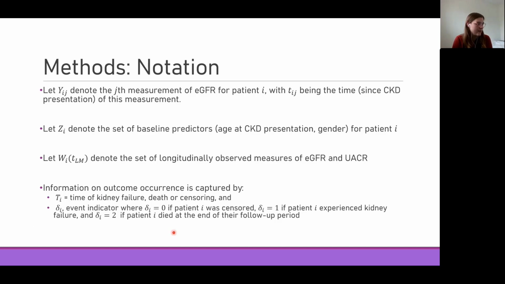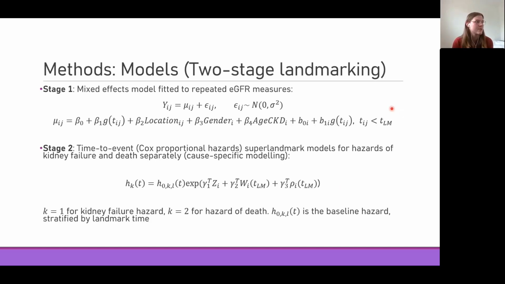We then denote the information on survival time in a fairly standard time to event way, where we have time of kidney failure, death or censoring. That's our follow-up time, T. And then we have an indicator associated with that, which tells us what actually happened. So it's 0 if they were censored, 1 if they had kidney failure, and 2 if they died at the end of their period. So to summarize, again, this two-stage landmarking approach.